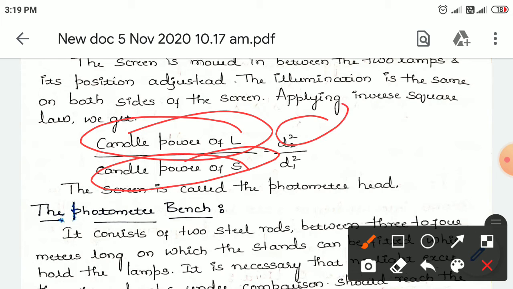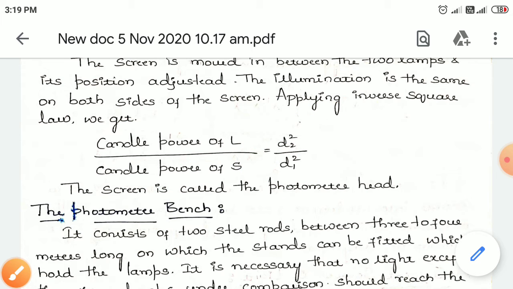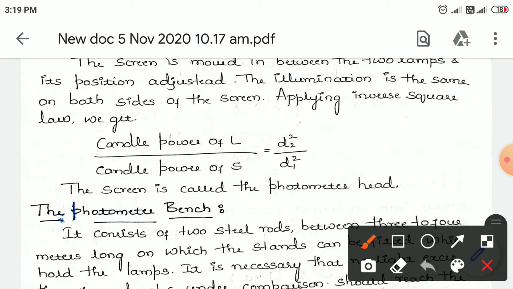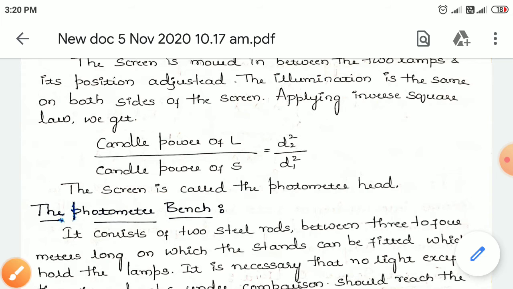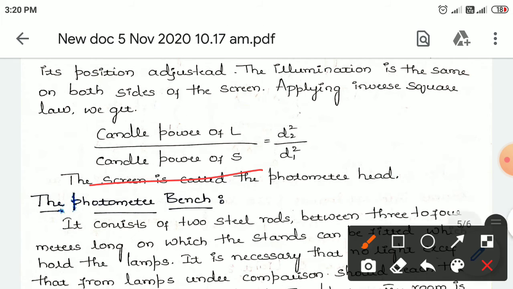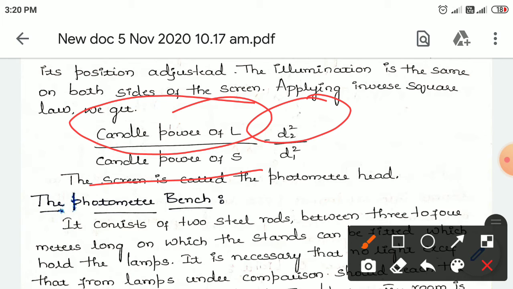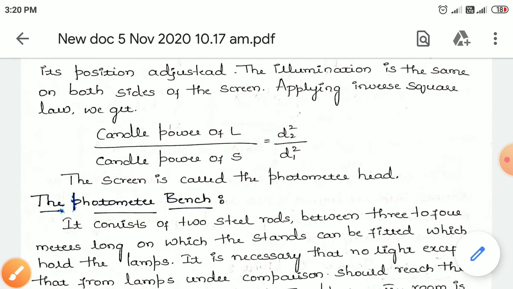The distances D1 and D2 are also known: how far lamp S is placed and how far lamp L is placed are both known factors. You know the candle power of lamp S, and you don't know the candle power of L, but you know the distance at which lamp L is placed and the distance at which lamp S is placed. So all the factors are known.